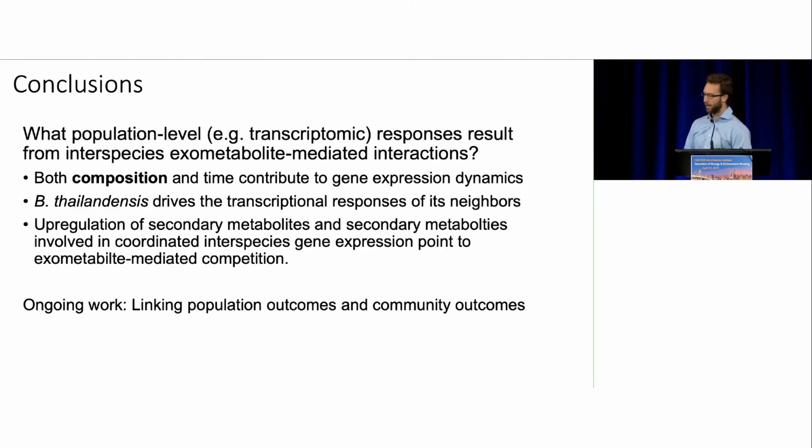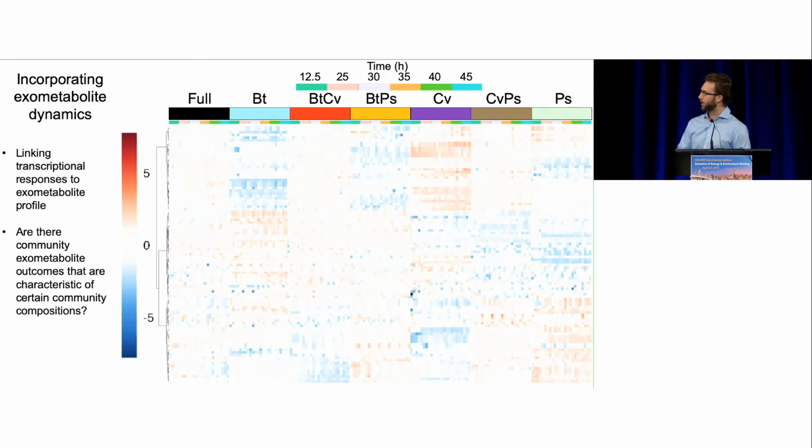So in summary, with this question, it seems that both composition and time contribute to gene expression dynamics. Burkholderia seems to drive the transcriptional response of its neighbors. And when trying to figure out how, it seems that the upregulation of secondary metabolites, and secondary metabolites involved in coordinated interspecies gene expression, point to exometabolite-mediated competition. This is ongoing work, so I'll give you a little snippet of what we're also trying to do.